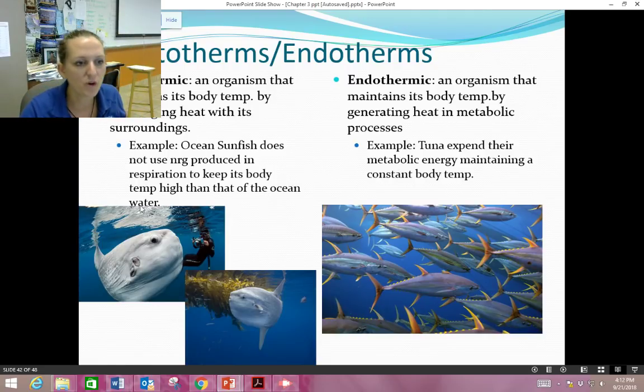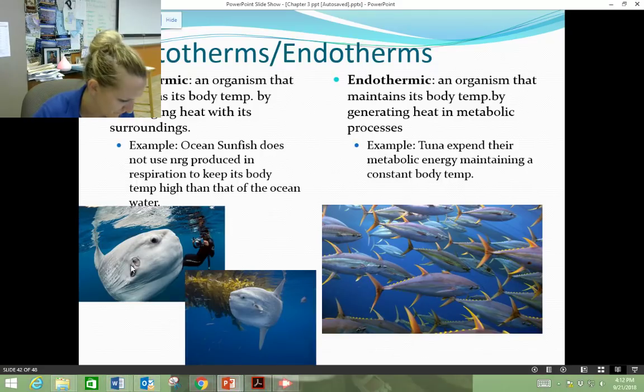If a shark was to feed on the sunfish and a shark was to feed on the tuna, even though the tuna has more mass than the sunfish, which is pretty flat, the shark is going to get more energy from the sunfish, supposing that the sunfish and the tuna have similar amounts of energy. The shark is going to get more energy from the sunfish because they don't use their energy to keep themselves warm. The tuna do. So there's less that goes to the sharks with them.